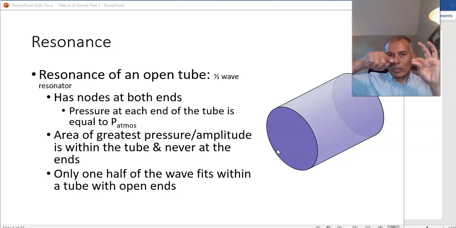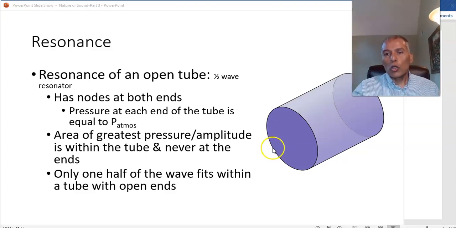The rest point where the molecules are going to reach here, that is called a node. The node is a point of rest. There is no pressure change, it remains constant all the time. And then inside, you are going to have the peak of the compression, mostly in the center of the tube. So that would be half of the wave.